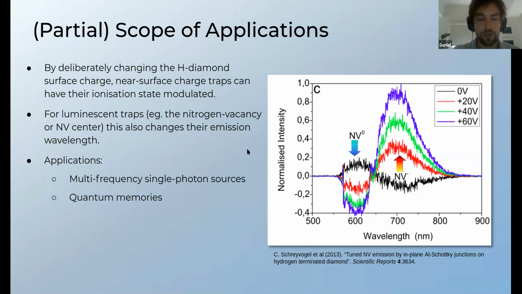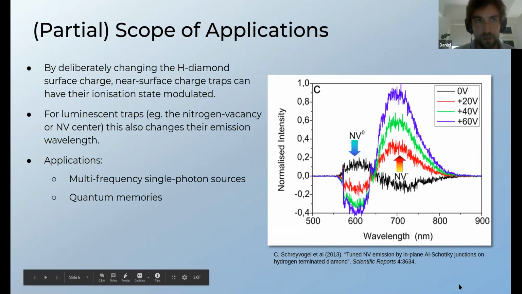So a large number of diamond color centers have now been identified which act as single photon sources, and being able to electrically and on demand change their emission wavelength would be highly desirable in, for instance, quantum communication and cryptography protocols. And then this is also useful for, for instance, quantum memories, where by discharging a nitrogen vacancy from its negative to its neutral charge state, you can essentially turn off its electron spin interactions with nearby nuclei. And this allows one to preserve the nuclear quantum states for longer periods.